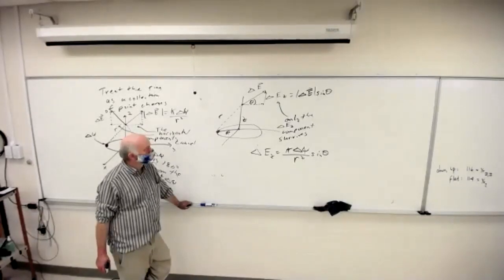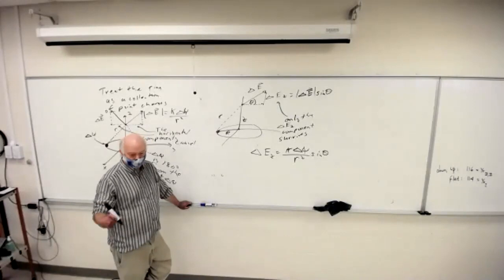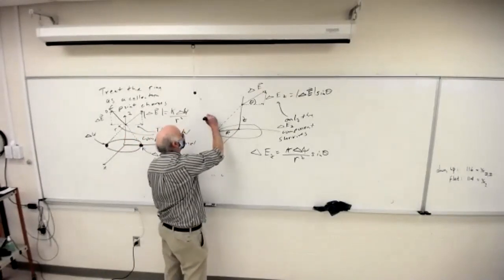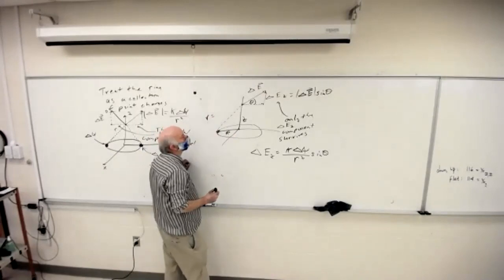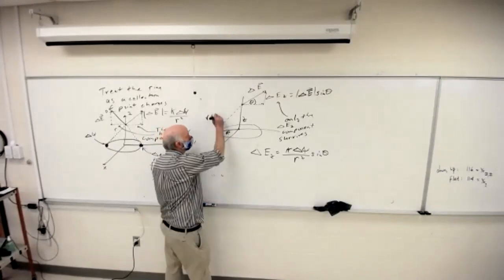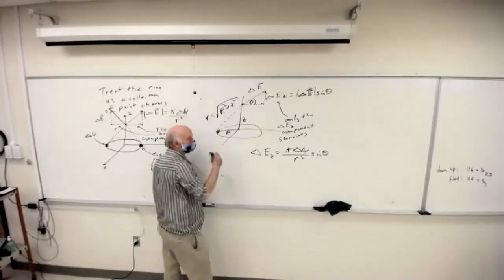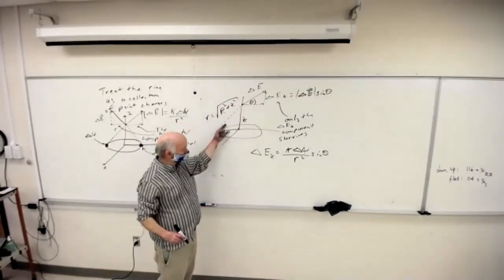If we knew the other values, couldn't we just do it like that right here? That's exactly what you do. So this little r would be what? Square root of big R squared plus z squared. So that's what this r is.